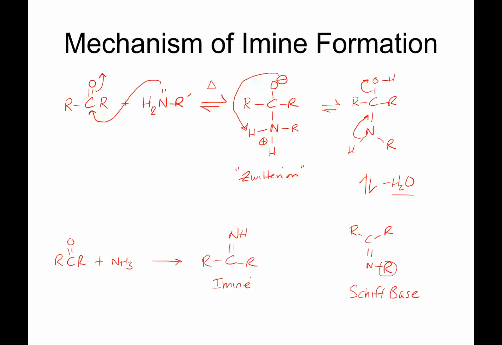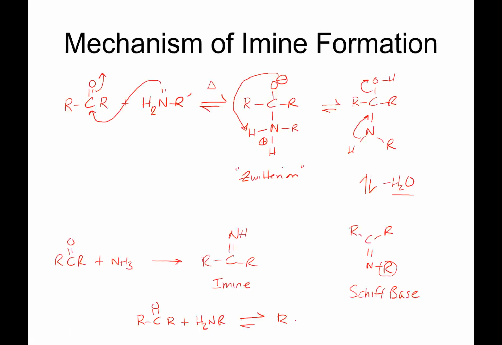Okay. So overall, then, there is an equilibrium here. And that equilibrium is to take the ketone, react it with the primary amine, and that is in equilibrium with the final product and water. And so if one was going to do this reaction in the lab, you have to somehow push the equilibrium to the right.